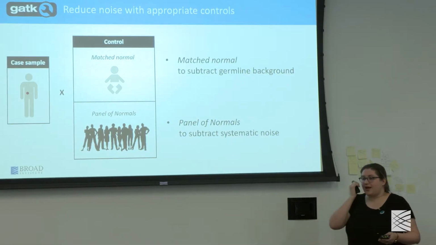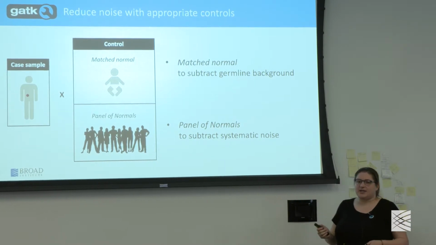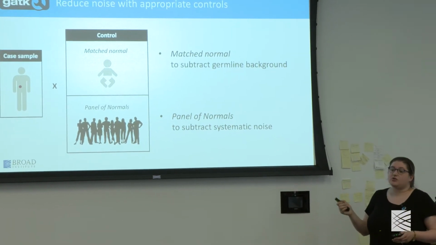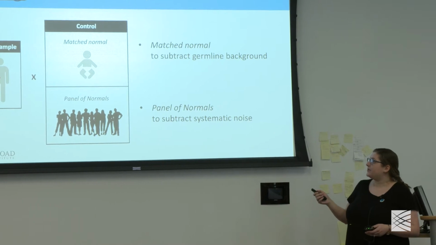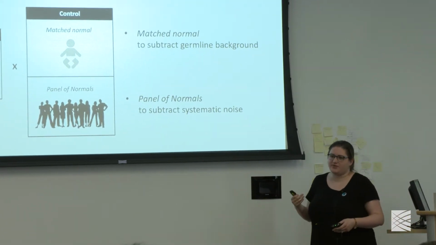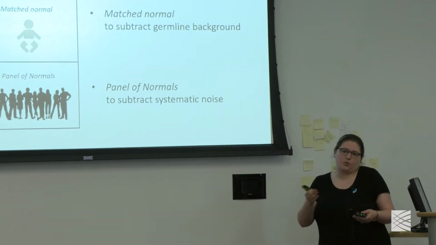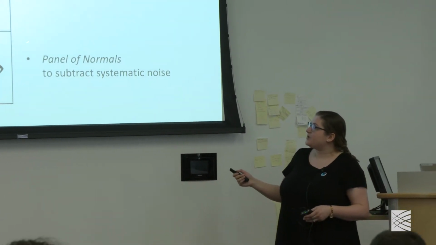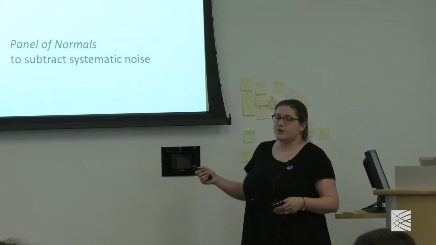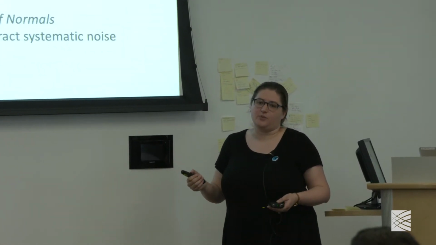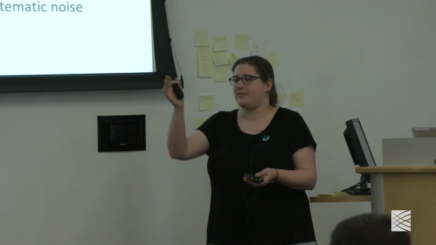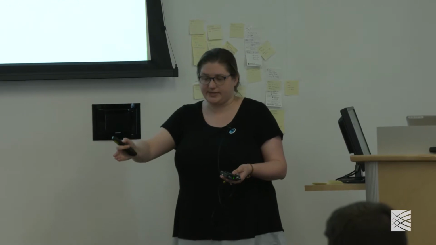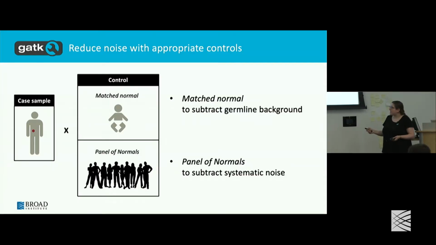So the way that we're going to try and combat these issues is by using carefully selected controls, normal samples, that we can remove some of the artifacts that would have been called if we had not had them. So if it's possible, the best thing you can do is run this pipeline with a matched normal. So you have a tumor sample and you have maybe blood from that same person. You could also use a panel of normals. You can use both of these together.